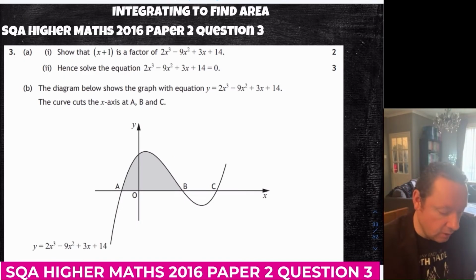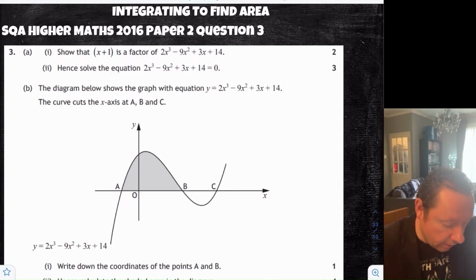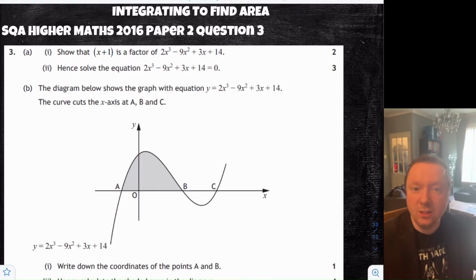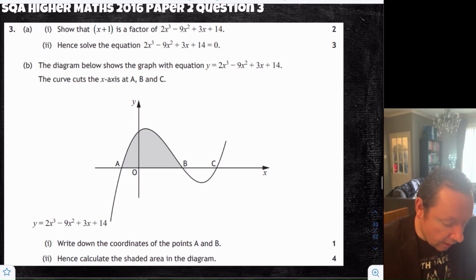Integrating to find area, SQA Higher Maths 2016, paper 2, question 3. Show that x plus 1 is a factor, and then solve the equation. So that's not integration at all, but we'll do it for the sake of completeness. Then part B says, the diagram below shows the graph of this equation. Write down the coordinates of point A and B, and then calculate the shaded area in the diagram.